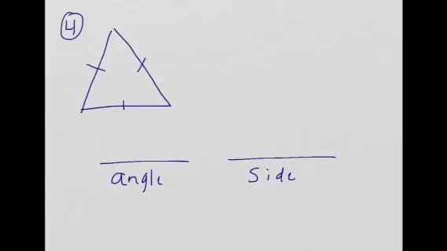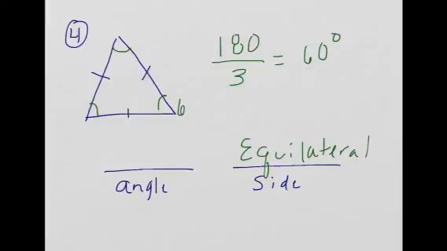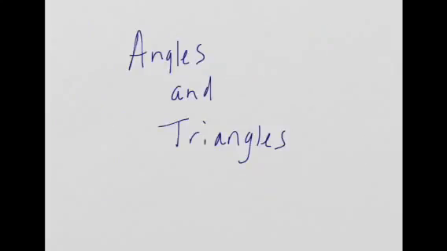Now, the 3 marks on this triangle mean that the 3 sides are equal. So right away we know that we have an equilateral triangle. And if all 3 sides are equal, that means that all 3 angles are equal. So we're going to take 180 and divide it by 3, and that's going to give us 60 degrees. So each one of these angles is 60 degrees. So our largest angle is 60 degrees, so that's going to be an acute equilateral. And that's how you name angles and triangles.